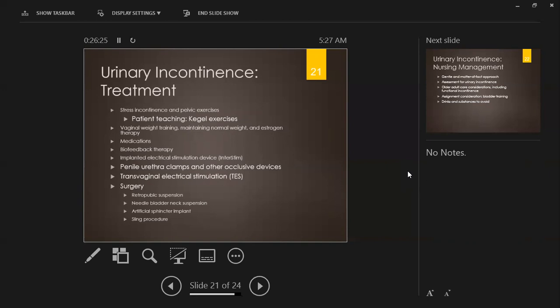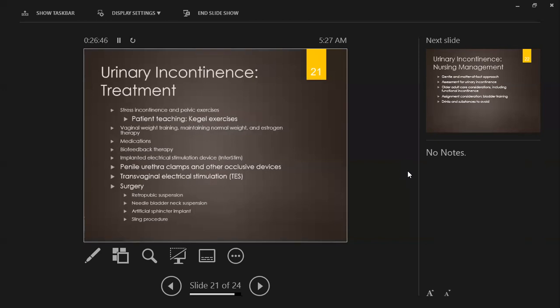Penile urethral clamps can be used. Other occlusive devices can be used, especially if our external sphincter is causing issues. Transvaginal electrical stimulation or TES may be used in order to treat the incontinence.